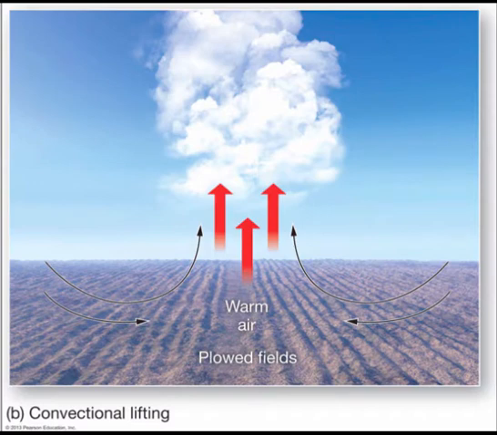So convectional lifting is just the lifting of warm air with moisture in it on the warm side of convection. So you have cold or cooler dense air going towards the surface. It warms up across the surface of the land, just like we've talked a lot about, and it rises. And as it rises, that water vapor is going to cool and condense or deposit, and you get a cloud.